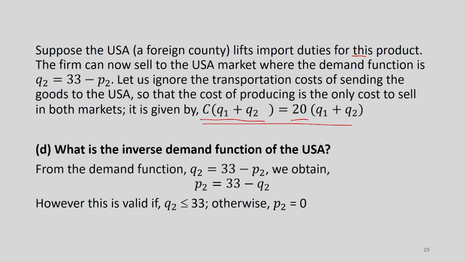So, here is the fourth question. What is the inverse demand function of the USA? That is, in the USA market, the American market, the inverse demand function is what? Well, the demand function is given, Q2 is equal to 33 minus P2. From here, I get P2 is equal to 33 minus Q2, right? This is the inverse demand function. However, this has to be valid if Q2 is less than or equal to 33. Otherwise, if Q2 is higher than 33, I cannot say that P2 is negative. In that case, P2 should be equal to 0.